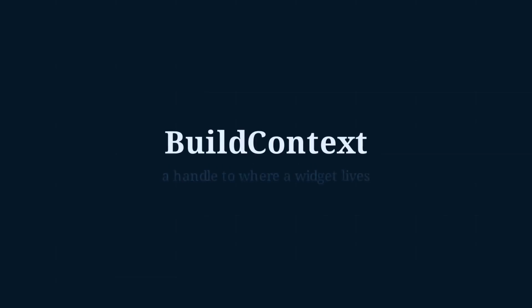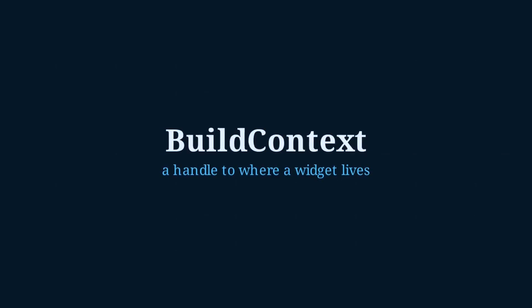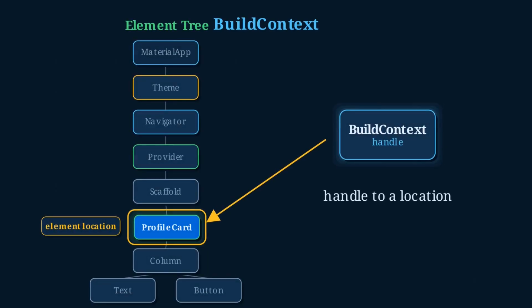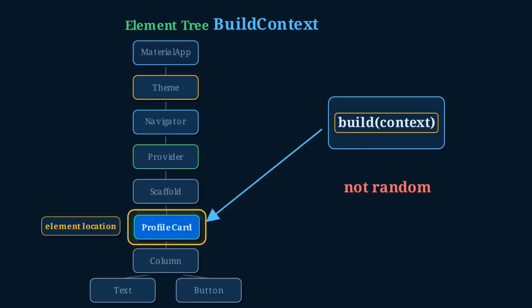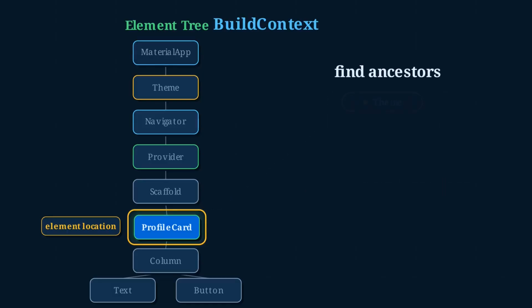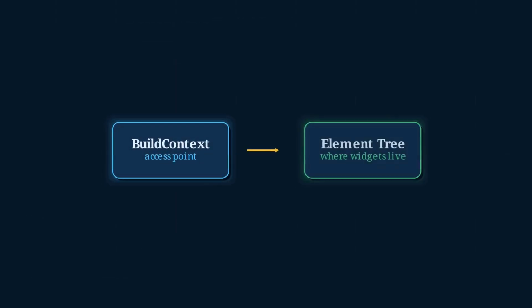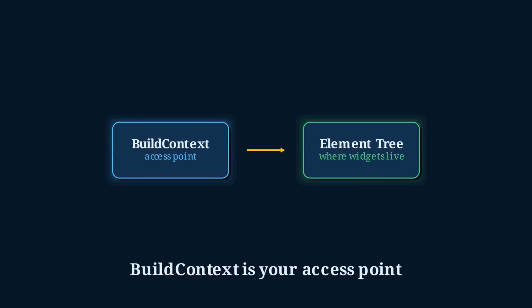This is also where BuildContext starts to make sense. In Flutter, BuildContext is basically a handle to a location in the widget tree, and that location is represented by an element. So when you receive context inside a build method, you are not receiving a random object. You are receiving access to where this widget lives in the tree. That is why context can find ancestors like theme, media query, navigator, provider, or an inherited widget. It searches from that location upward in the tree. So a simple way to remember it is, BuildContext is your access point to the element tree.